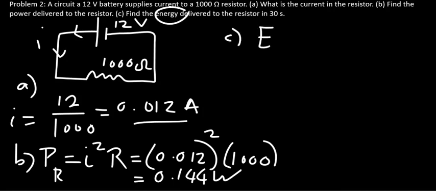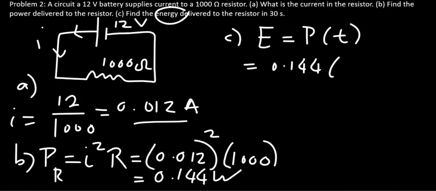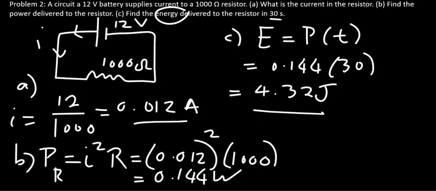Now energy is power times the time interval. The power is 0.144 and the time interval is 30 seconds, so times 30, and you will get 4.32 joules for the energy delivered to the resistor in 30 seconds.